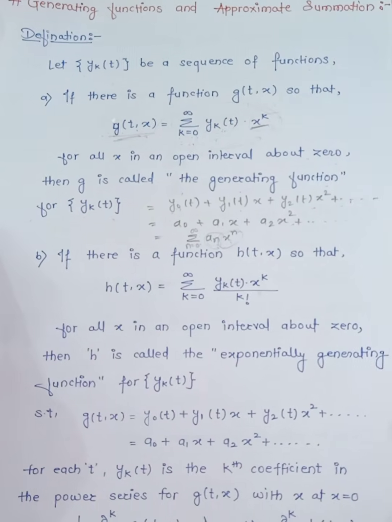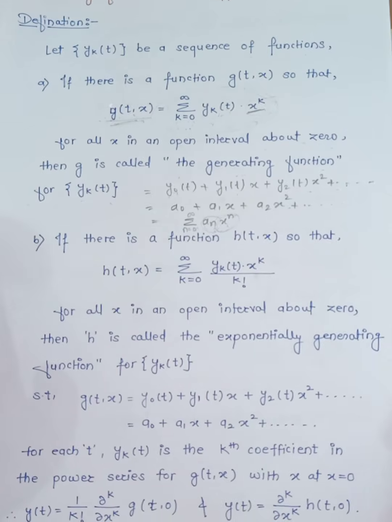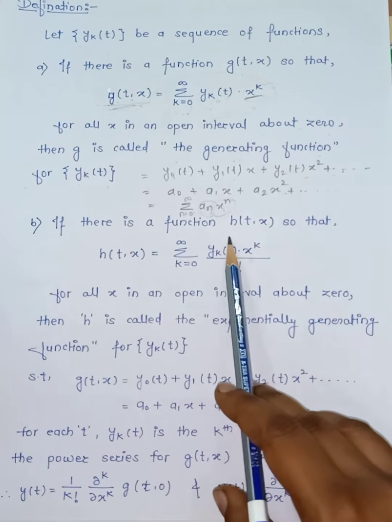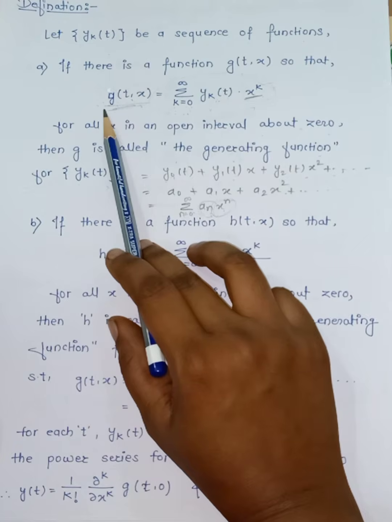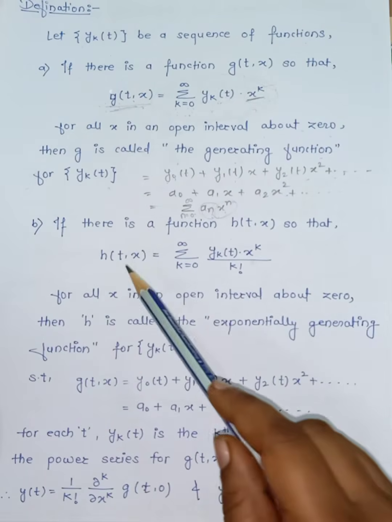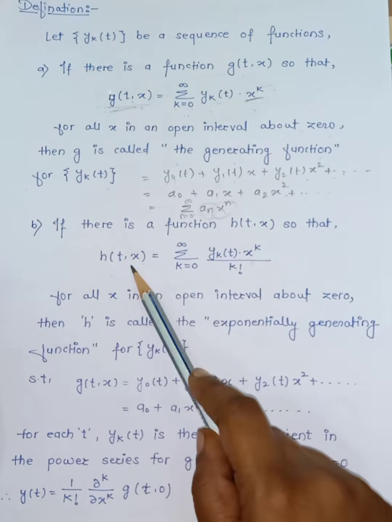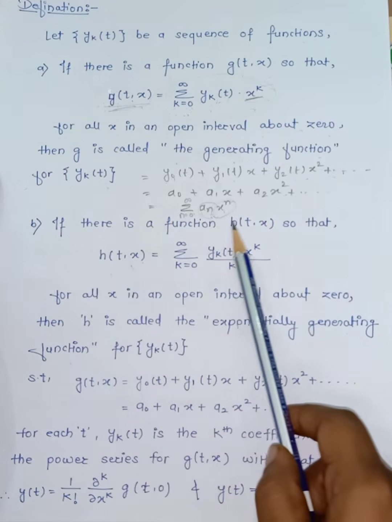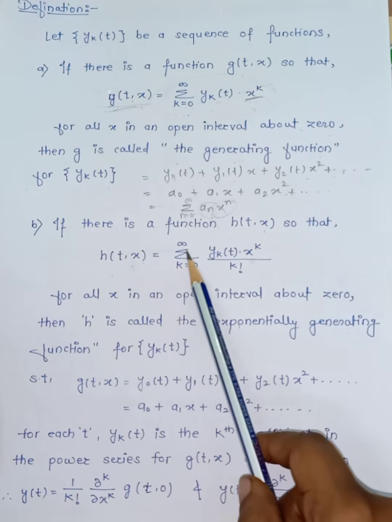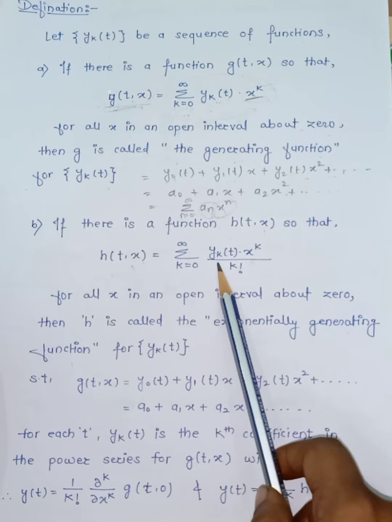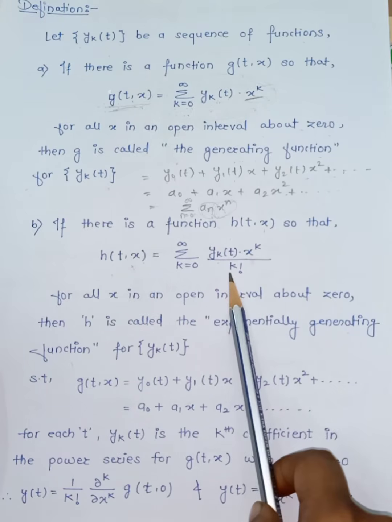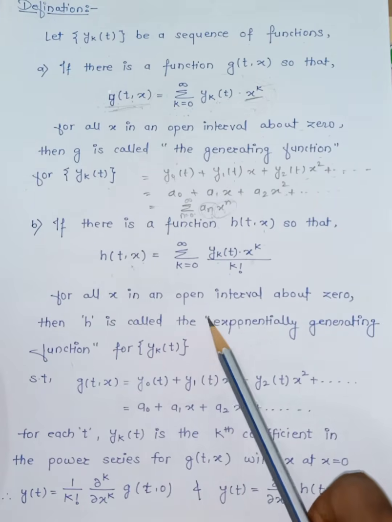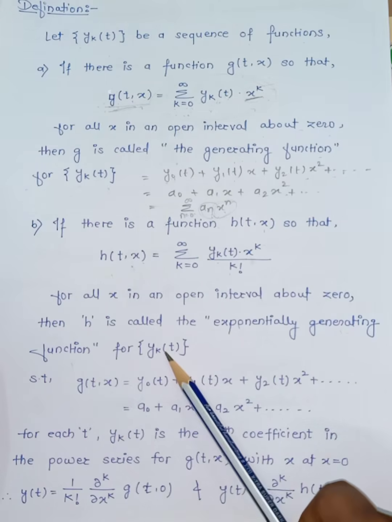Okay, the second one is the exponential generating function. So the second definition is, if there is a function h(t,x), here we had g(t,x), which we called the generating function. Now we have h(t,x), and h(t,x) we are going to call the exponentially generating function. So if there is a function h(t,x) so that h(t,x) equals the summation from k equals 0 to infinity of y_k(t) times x to the power k by k factorial for all x in an open interval about 0, then h is called the exponential generating function for y_k(t).